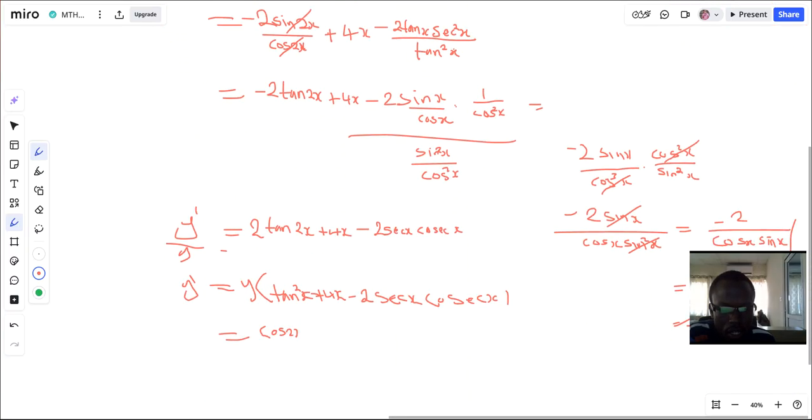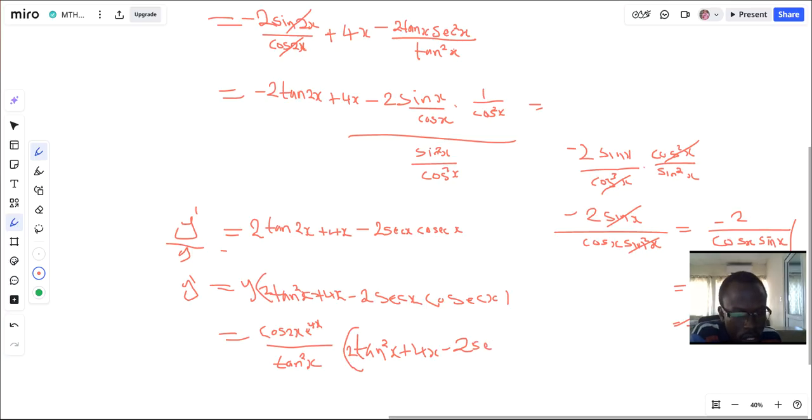Cos 2x e power 4x all over tan square x, into 2 tan 2x plus 4x minus 2 sec x cosec x. This is the final answer.